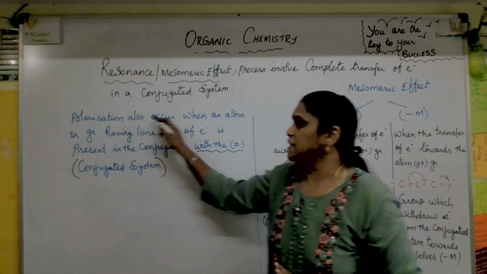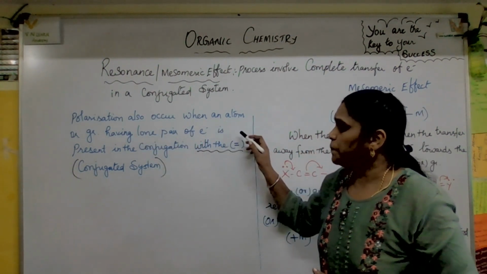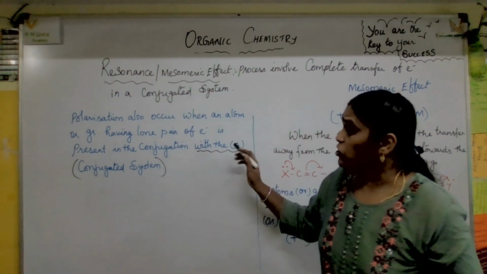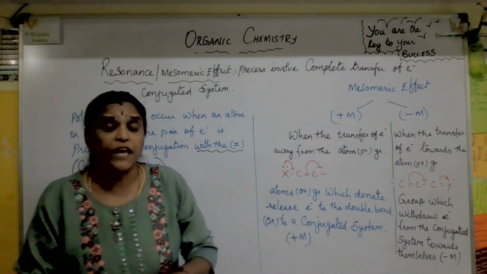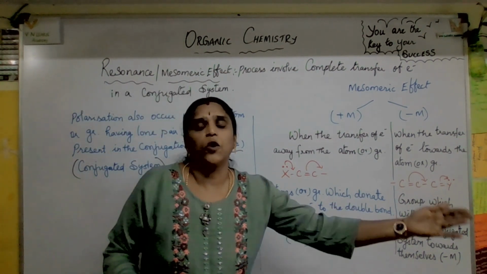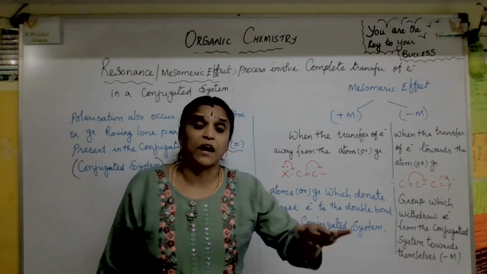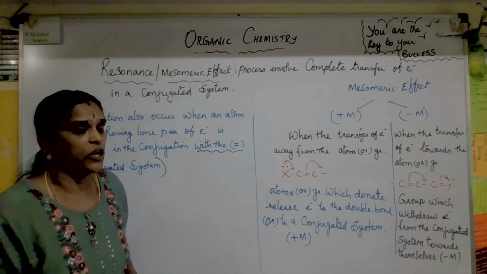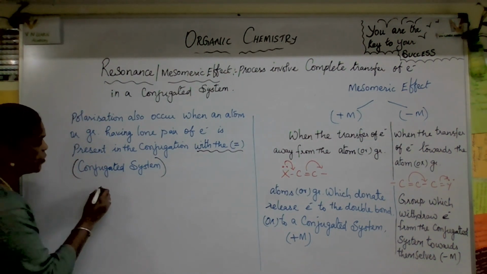So here polarization also occurs when an atom or group having a lone pair of electrons is present in conjugation with a double bond. So this happens only with the double bond and lone pair of electrons. The interaction between a double bond and lone pair of electrons is mainly what we are talking about in the resonance effect. Okay, now let us identify one example. You will get clarity.